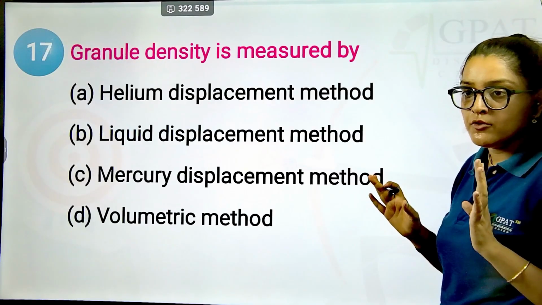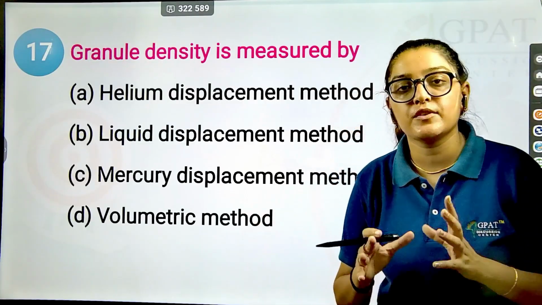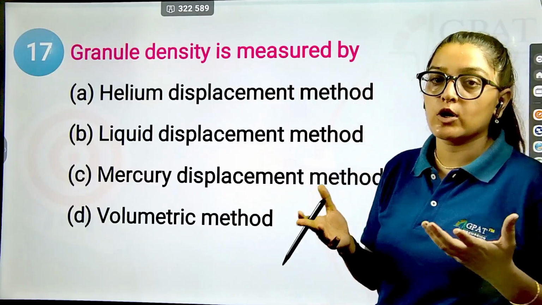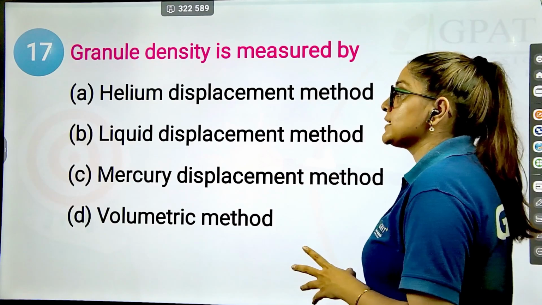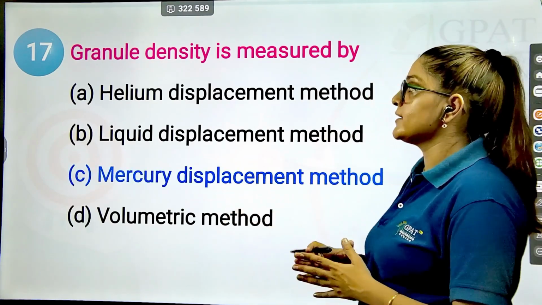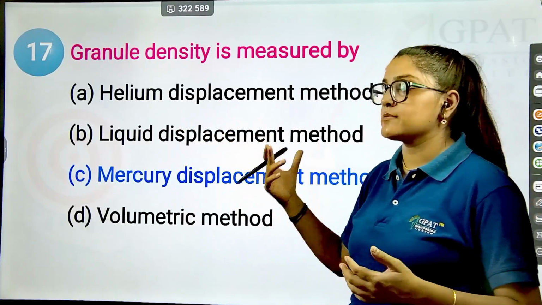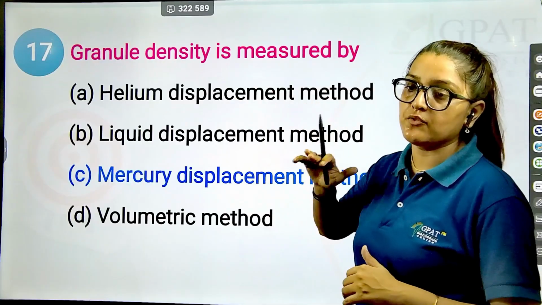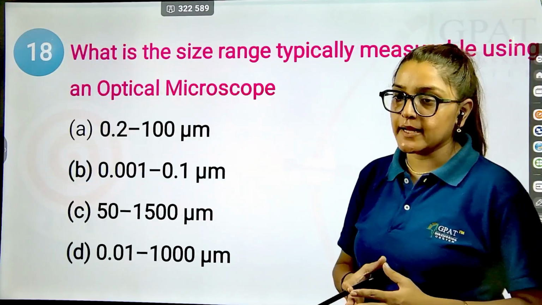Clear now? Fine. Next, granular density is measured by. Just before this, we studied the true density, which can be determined by certain methods. Now the granular density is determined by the mercury displacement method, right? Previously, we saw the gas displacement method or the liquid displacement method. That gas is none other than helium. So in the case of granular density, we have the mercury displacement method. Option C is our correct answer.